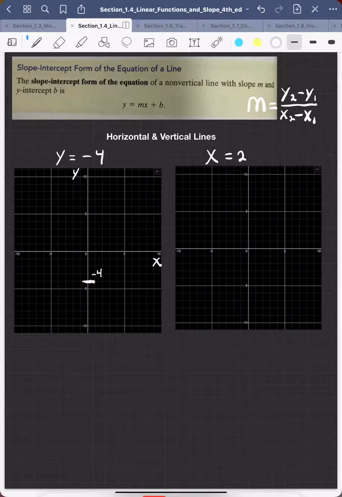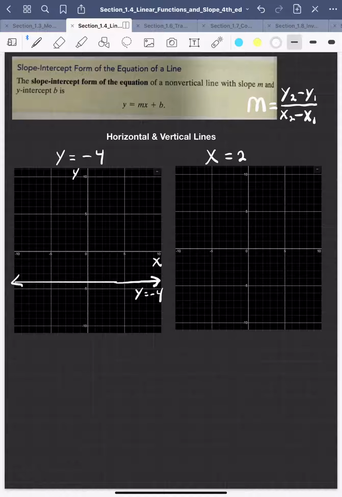So when you graph y equals -4, oh, that's probably the worst graph in history. Try that again. Still horrible. That's okay. You have to deal with it. Good enough. So when you graph y equals -4, what you get is a horizontal line. Now, let's do the same thing with x equals 2, and then we're going to talk about the slopes of horizontal and vertical lines.